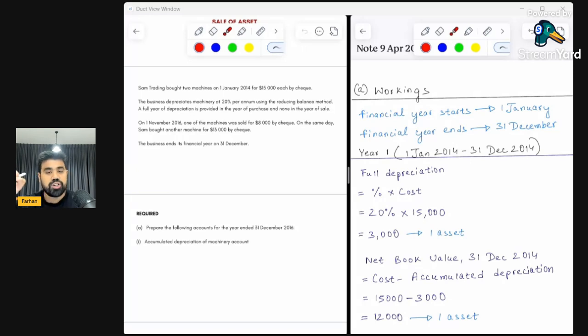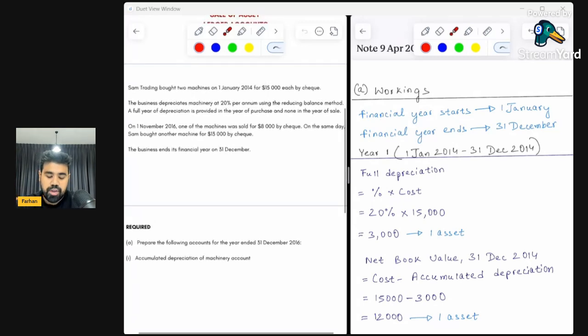So you can see the question on the left hand side of your screen, and on the right hand side we have all the workings which I'll explain and go through step by step. What I need you to do now is follow through for an excellent understanding.